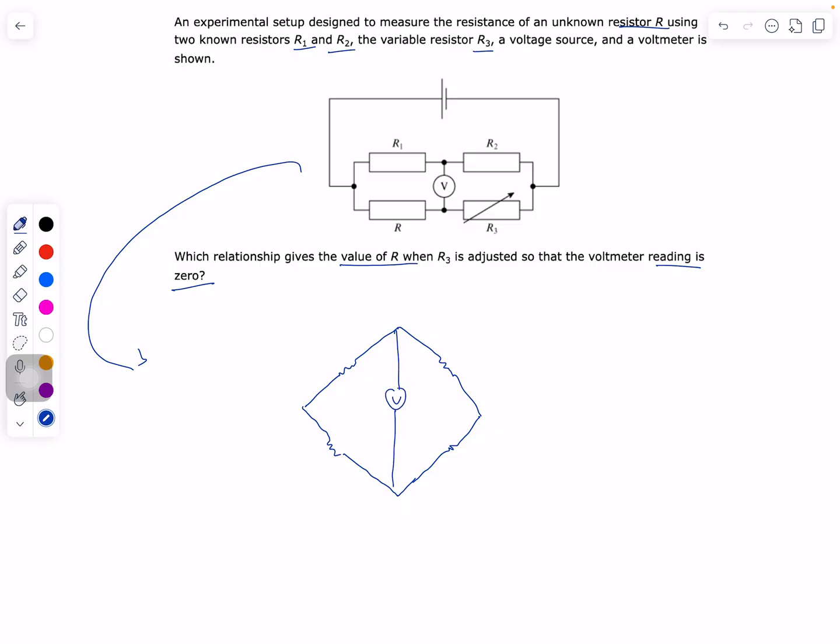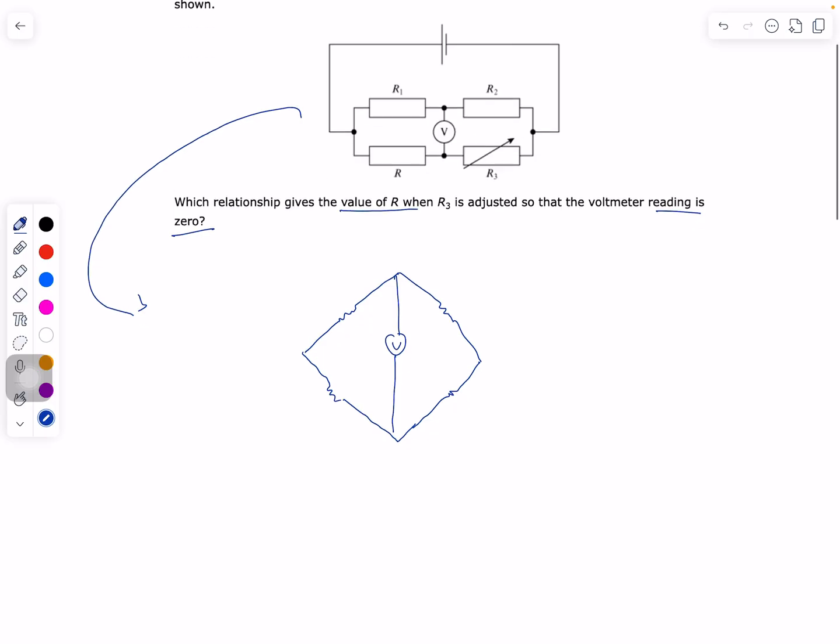Okay, so now we'll draw it like this. So this is R1, this is R, this is R2, and R3 right here. Okay, and so this voltage drop, that's going to be the same. This is going to happen when the bridge is balanced and the potential that's at the two midpoints is equal.